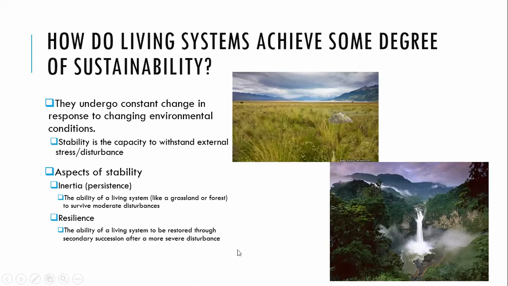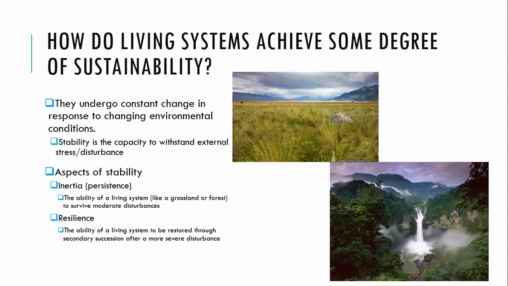So, how exactly do living systems achieve some degree of sustainability? Stability is the capacity to withstand external stress and disturbance. It's maintained only by constant change that responds to changing environmental conditions. In the lower right-hand corner, you see a mature tropical rainforest. Some trees die and others take their place. Unless the forest is cut or burned or destroyed, you'd still be able to recognize it as a tropical rainforest 50, 100, 150 years from now.